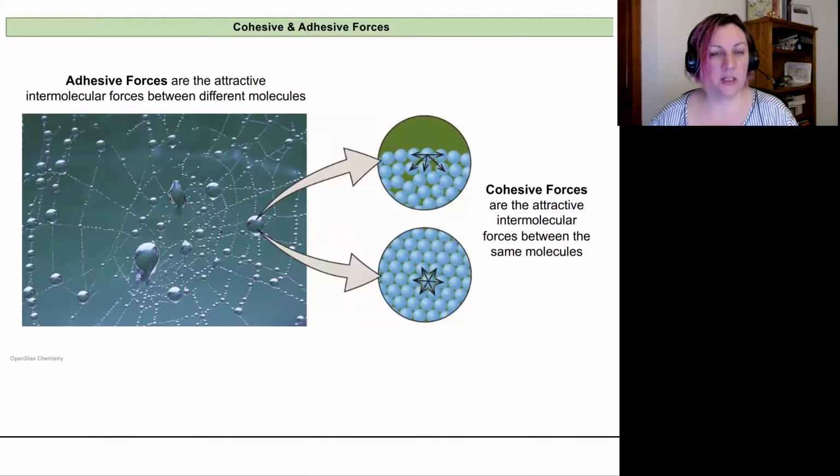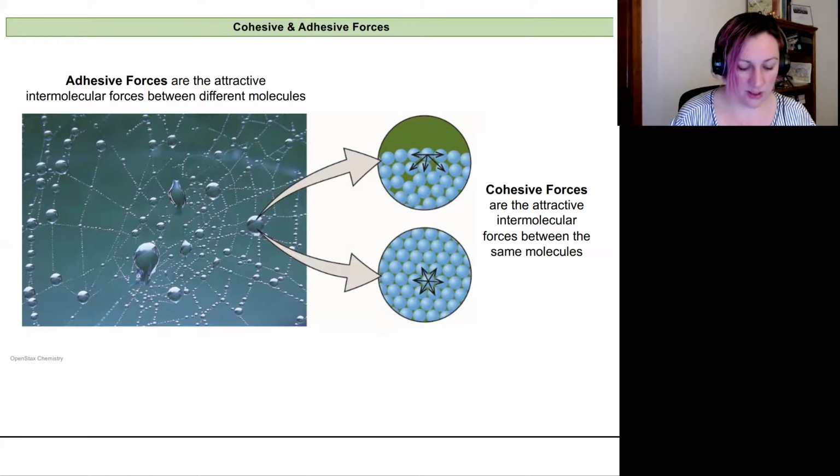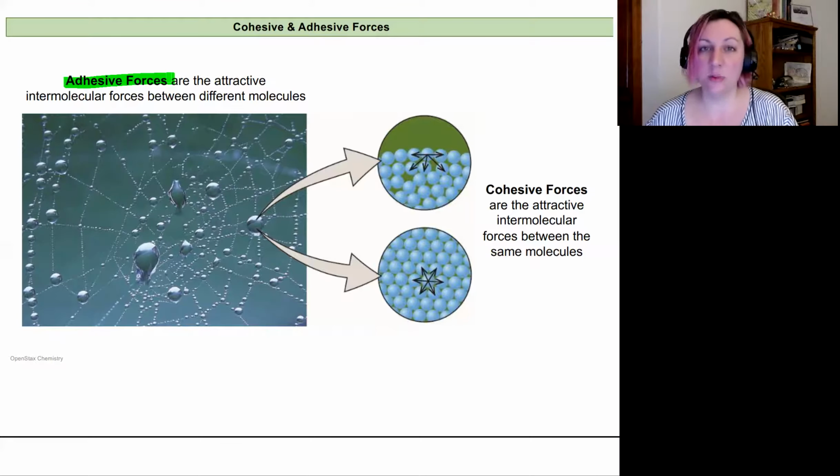Next, we're going to talk about cohesive and adhesive forces. As we talk about how these are influenced by intermolecular forces and then the physical properties they affect, let's first define them. Adhesive forces are the attractive intermolecular forces that exist between different molecules. So that "different" one's important.